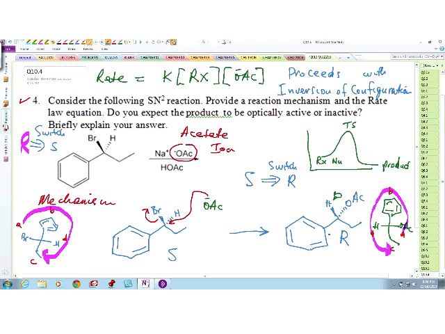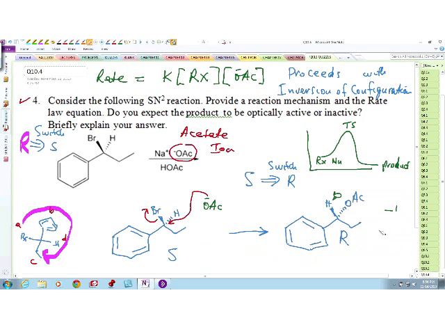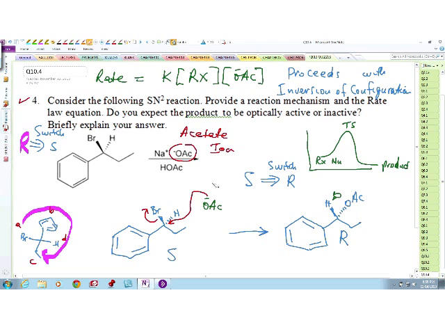Okay? Now the last question, it says, will this be optically active? Would the product be optically active? Does anybody have an answer to that? Yes. Okay. Why will it be optically active? Inversion of configuration makes it active. What do you see? Because it will not superimpose on its mirror image. That is the absolute condition for chirality.